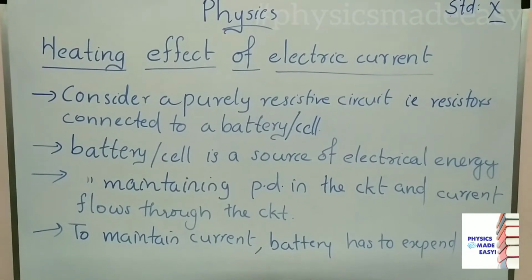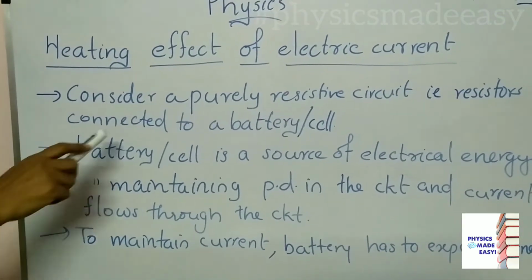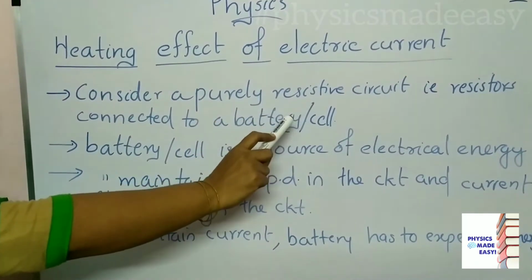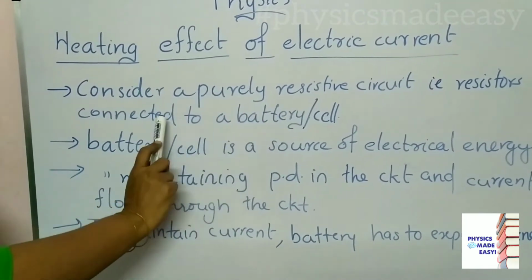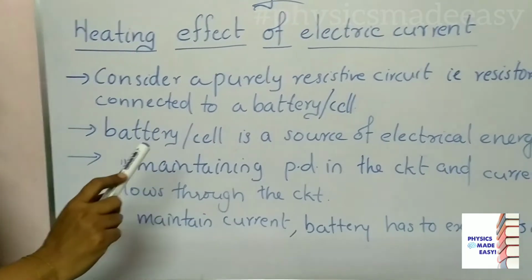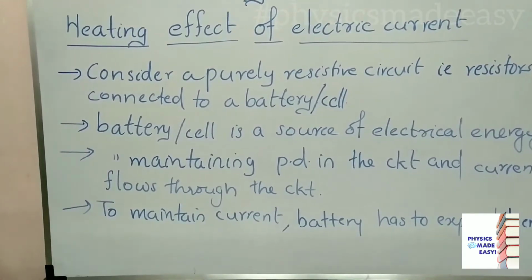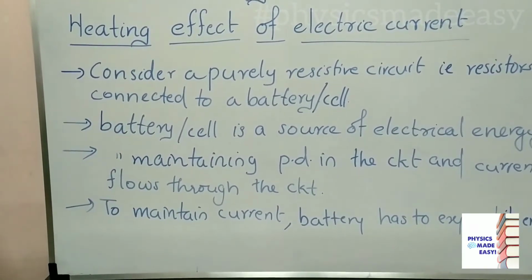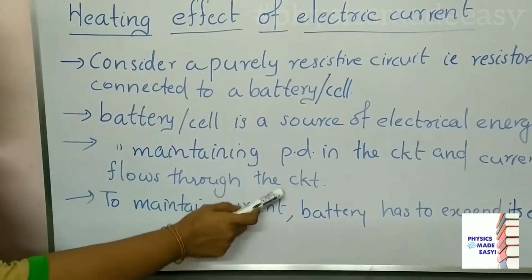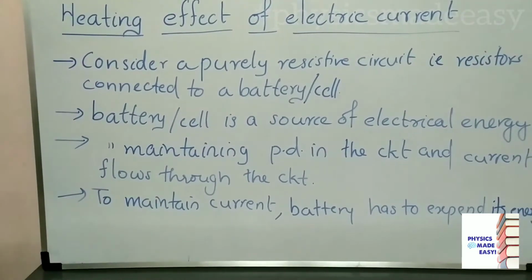For explaining this heating effect of electric current, we have to consider a purely resistive circuit. Purely resistive circuit means you have to think some resistors are connected to a battery or a cell there. Then you know what will happen there. Due to the chemical reactions happening in the battery, it can maintain the potential difference in the circuit and the current can flow through that circuit. Then you know this battery is a source of electrical energy.